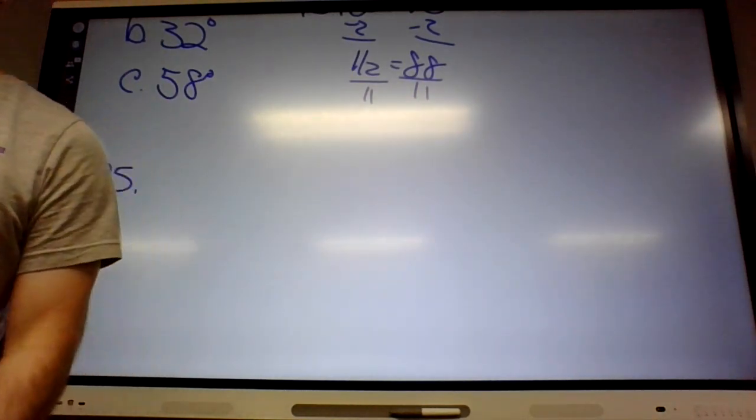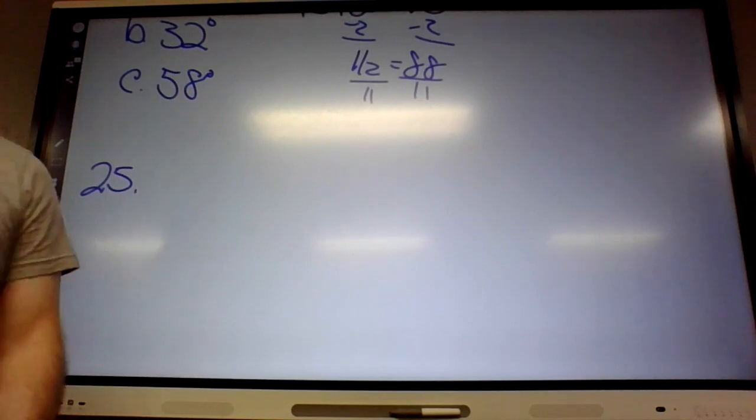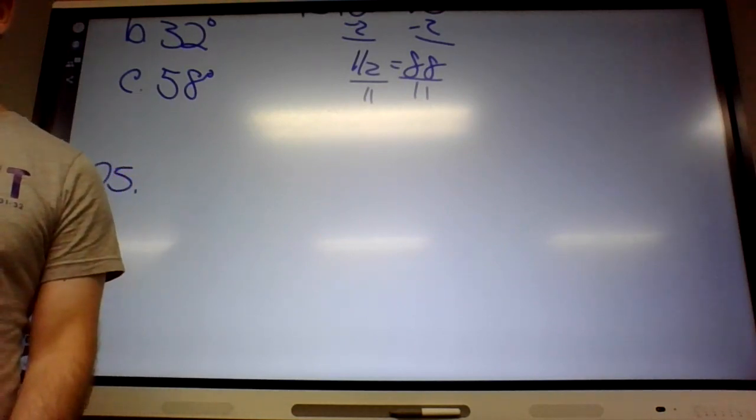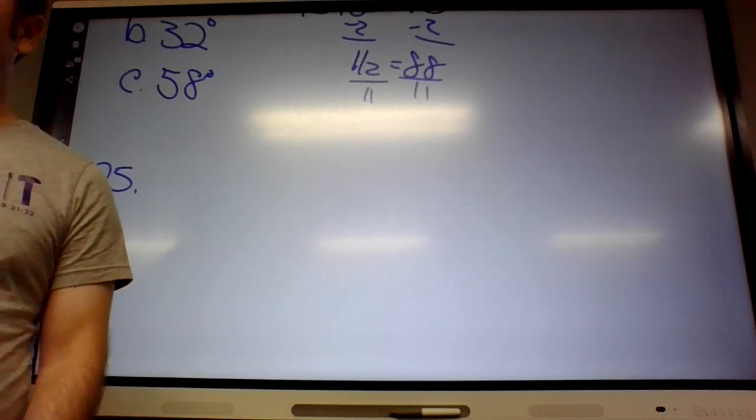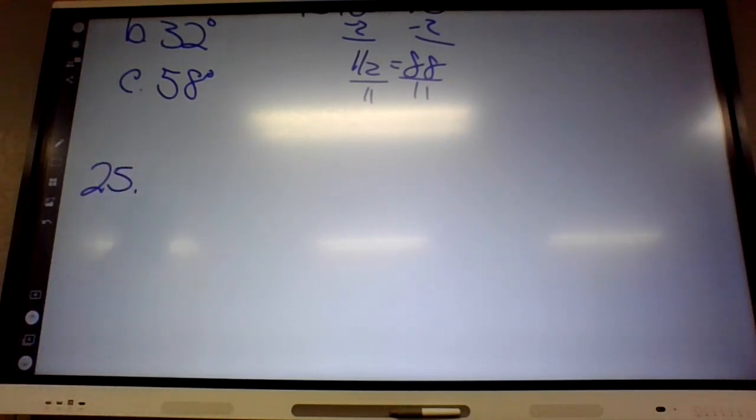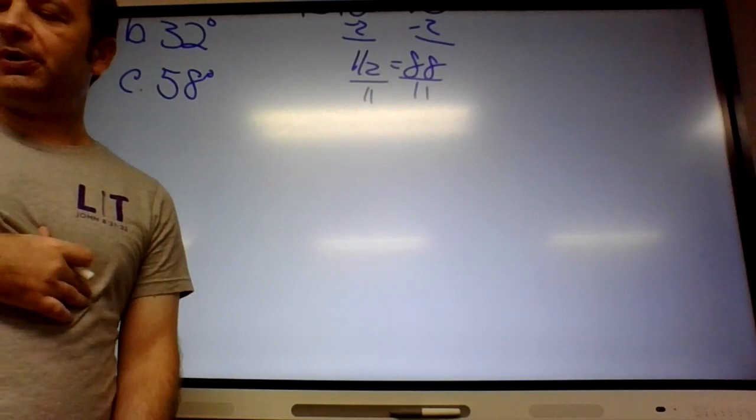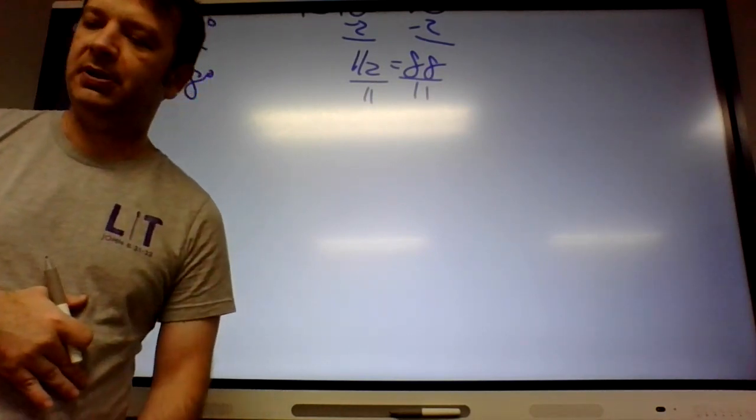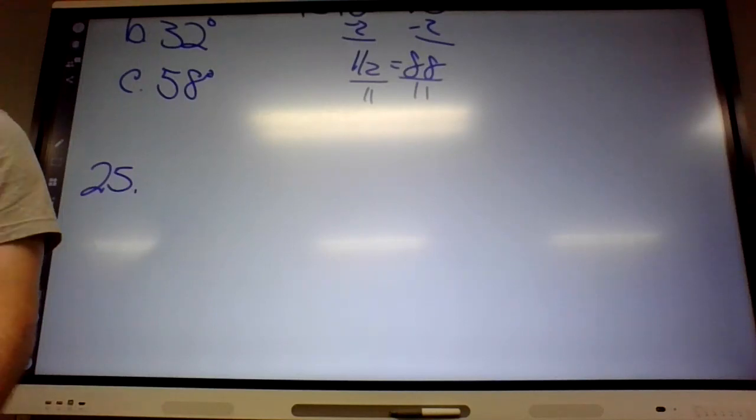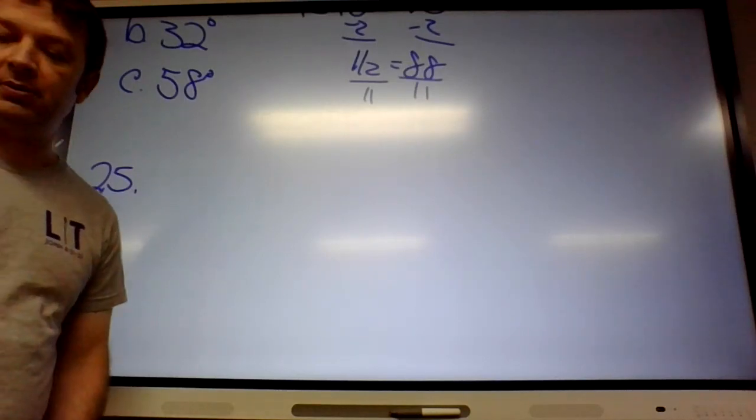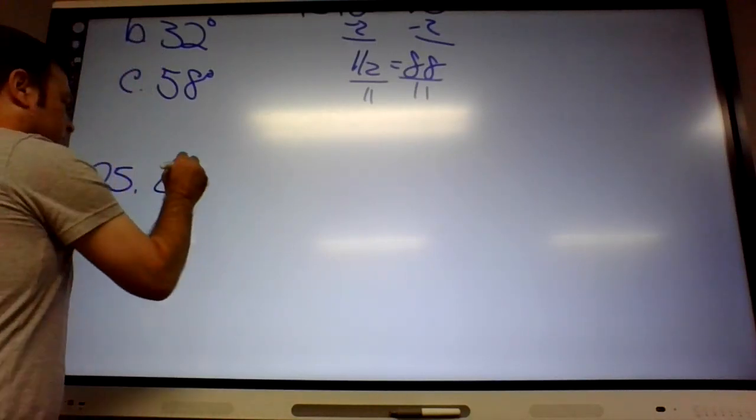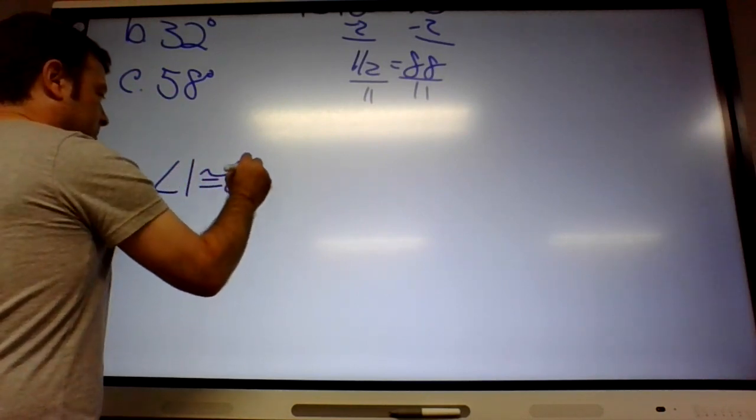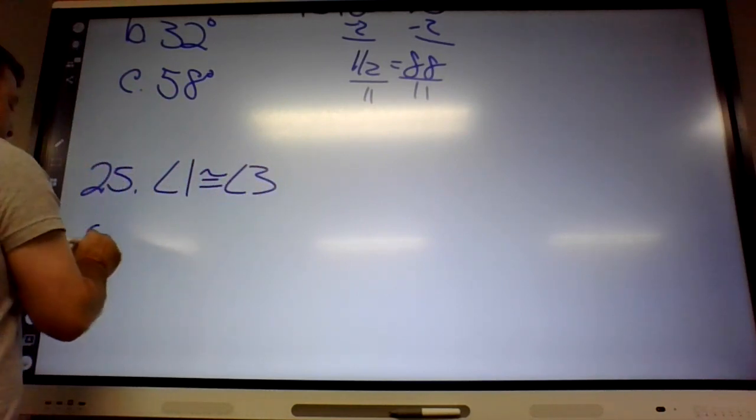Alright, 25, we're getting close. Still got 17 minutes left. This is kind of like yesterday. These are like one line of a proof that they are doing part of. So on 25 it says angle 1 is congruent to angle 2, angle 2 is congruent to angle 3. So what can we say on line 2 based on the transitive property? Angle 1 is congruent to angle 3. Yes, sir.